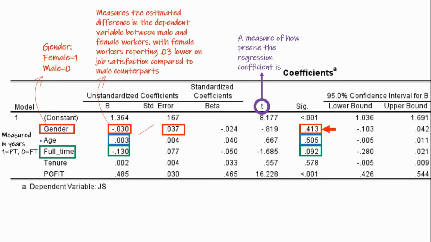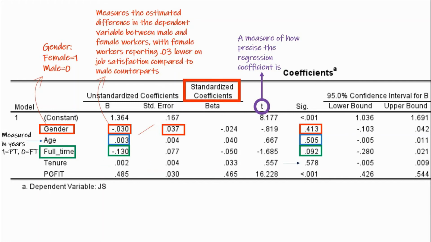Now let's keep going. What about tenure? Which measures how many years they have been working in the public sector. So this is public sector employees. The regression coefficient is 0.002, which means that as time spent working in the public sector increases by 1 year, their job satisfaction goes up by 0.002 units. But ultimately, tenure is not a significant predictor of job satisfaction either, as the p-value is greater than 0.05.